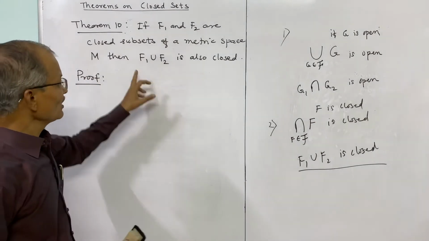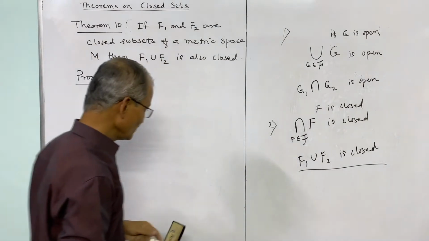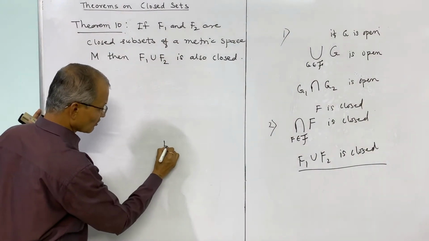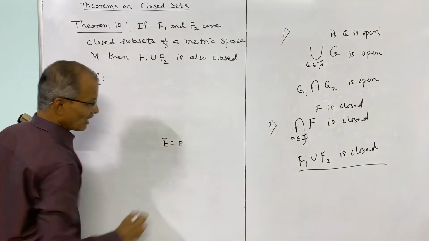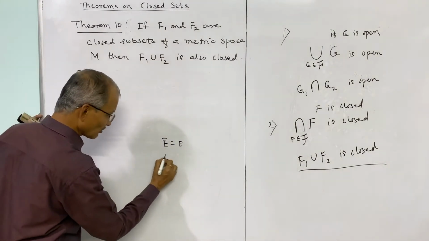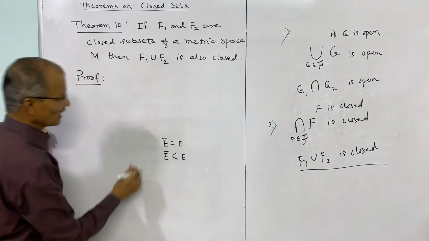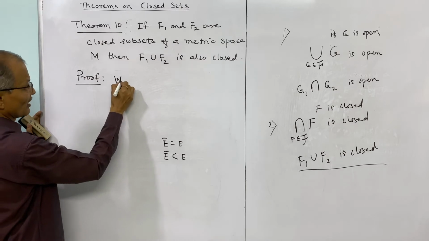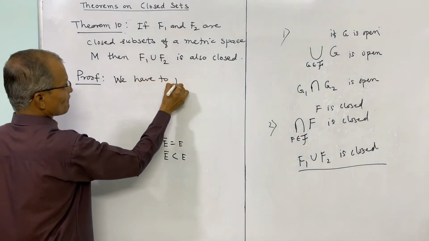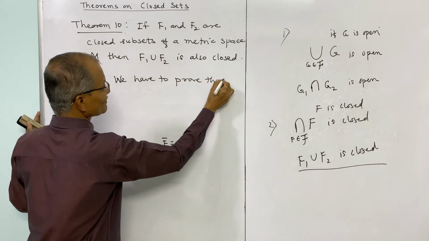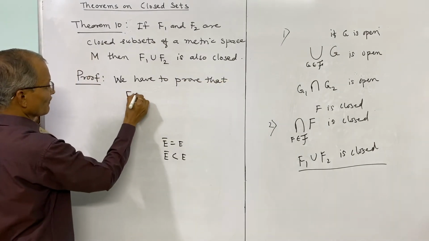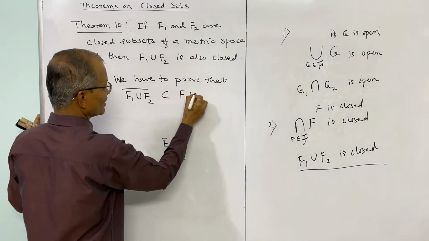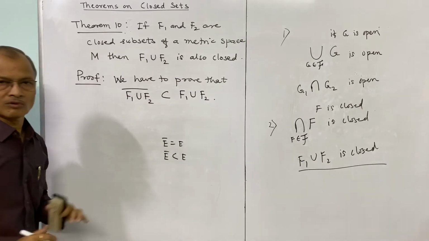How to prove F1 union F2 is closed? As earlier, we shall have to prove that the closure of this is equal to the same set. E is closed if the closure of E is equal to E, and to prove this, we need only that the closure of E is a subset of E. Here, instead of E, it is the union. So we have to prove that the closure of F1 union F2 is a subset of F1 union F2.